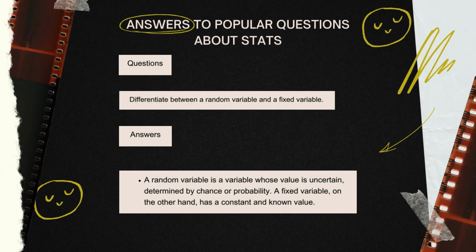Question: Differentiate between a random variable and a fixed variable. Answer: A random variable is a variable whose value is uncertain, determined by chance or probability. A fixed variable, on the other hand, has a constant and known value.